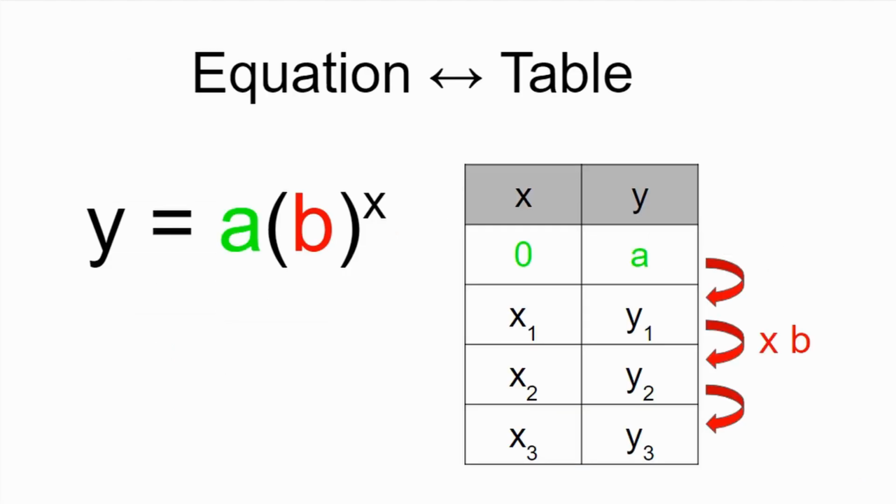To summarize, connecting equations to tables, we know that exponential equations can be written in the form y equals a times b to the x, where a represents our initial value, which happens when x equals 0, and b is our growth factor, which is going to be the base of our exponent. Exponent means repeated multiplication, so our b is going to be what we repeatedly multiply to move down the table.